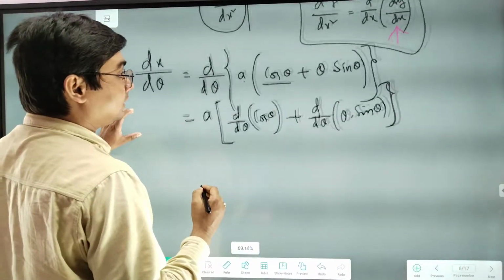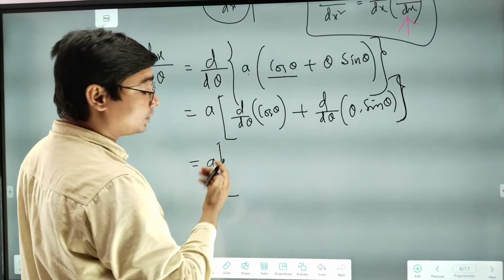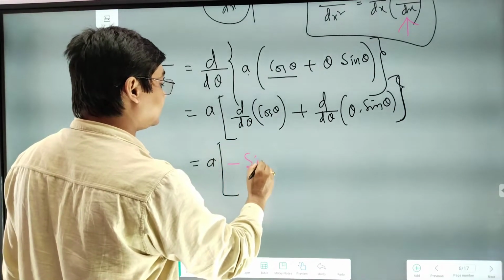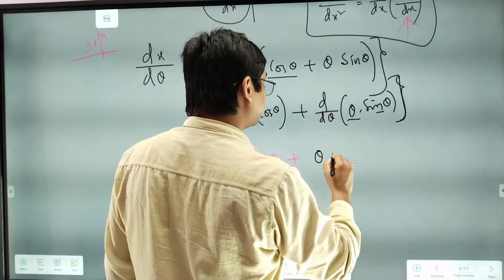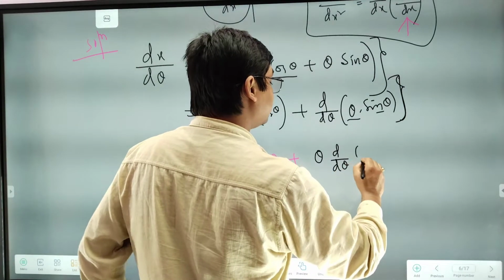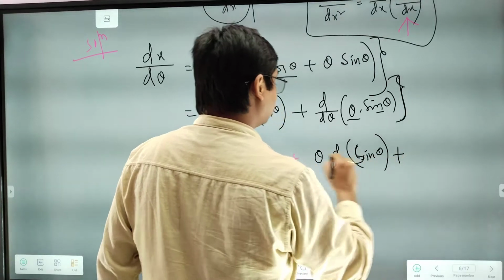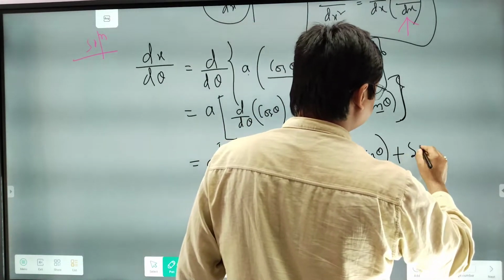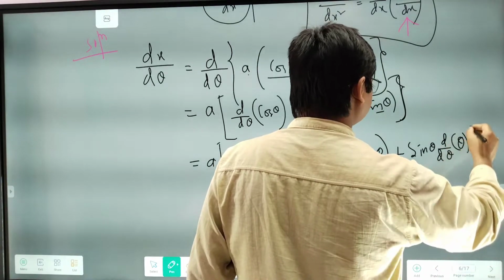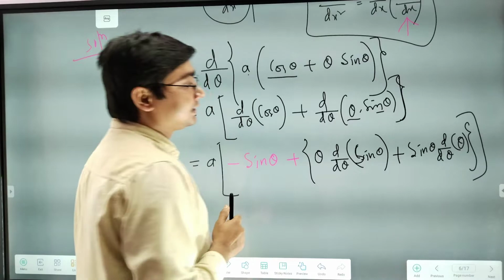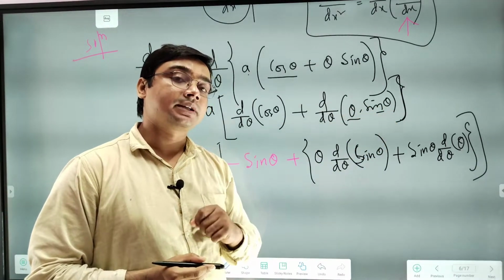Okay, so now find the value here. What is the value of the derivative of cos theta? This is minus sin theta. Now you see this is a product, so you use the product rule: first function times the derivative of the second, plus the second function times the derivative of the first.